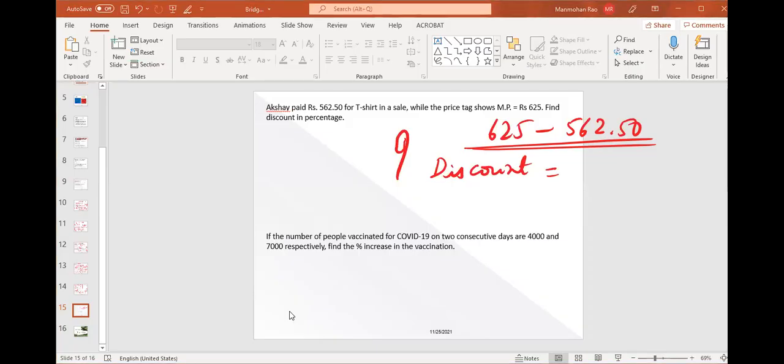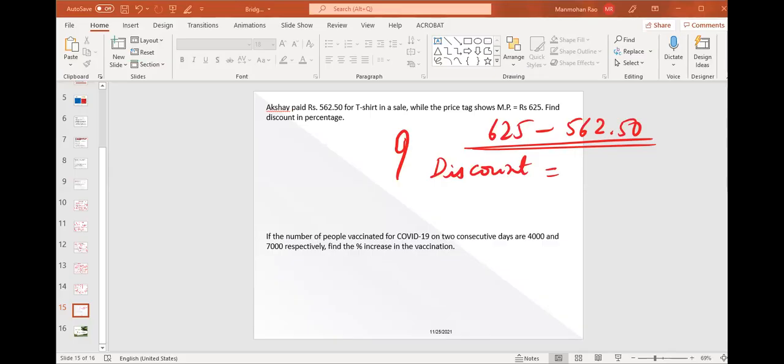63 rupees. How will it be? 562.5 is there. How much is the discount he got? Somebody calculate. We only have to subtract, right? 625 minus 562.5. How much is it? Use a calculator. You need not do it manually. 62.5 is the discount he got. Is it?